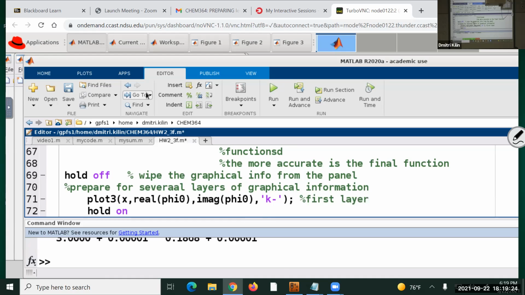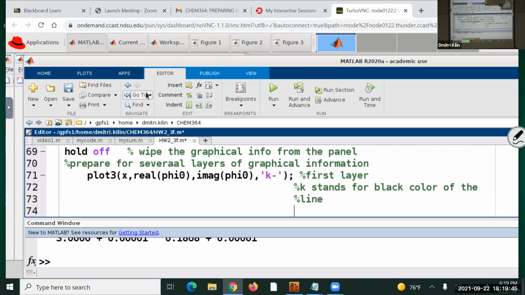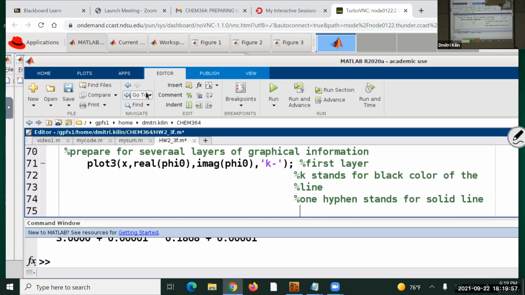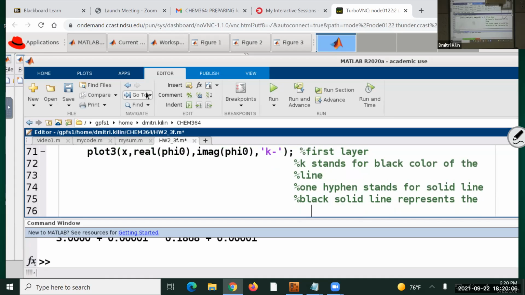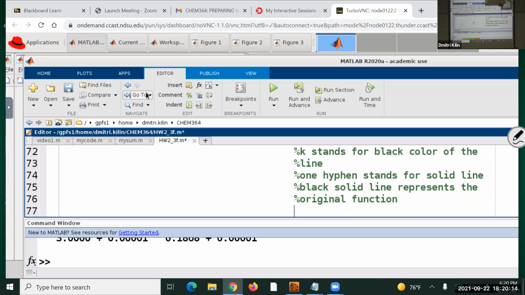First layer. K stands for black color of the line. One hyphen stands for solid line. Black solid presents the original function and serves as a reference point.